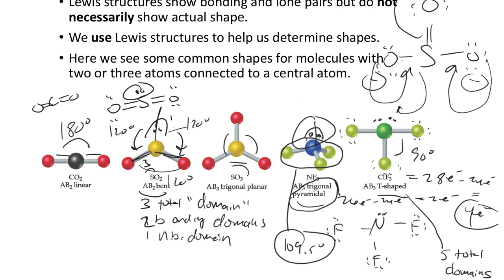For NF3, I had 4 total domains. For SO3, I had 3 total domains. So what's changing for these different molecules is the total number of domains. So we're going from having 3 to 4 to 5 now total domains.